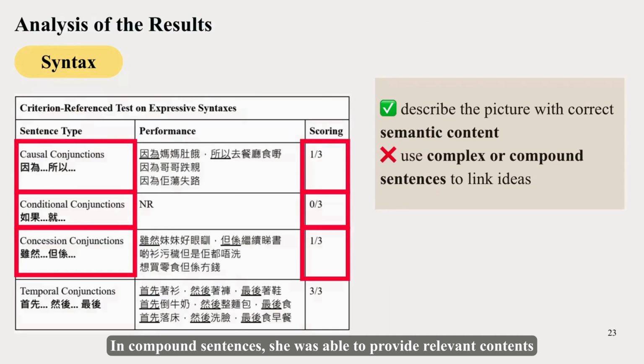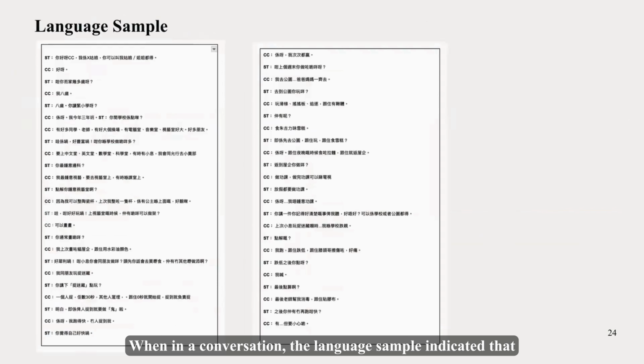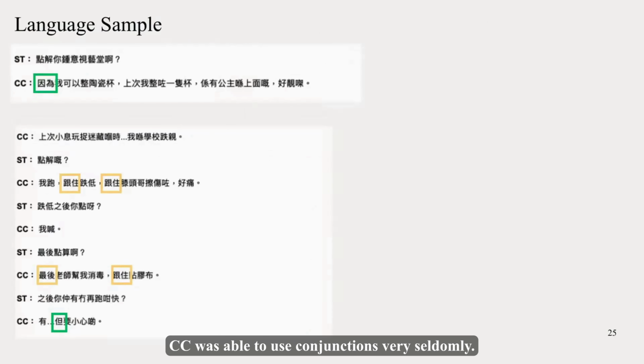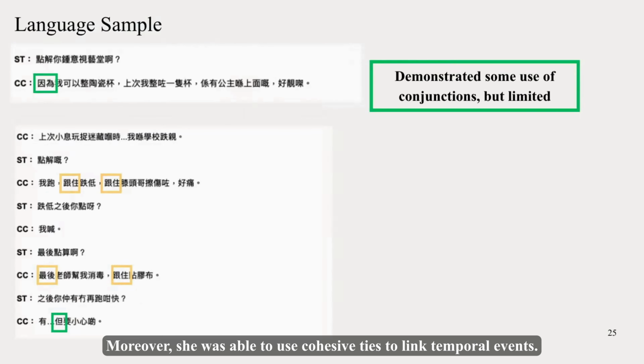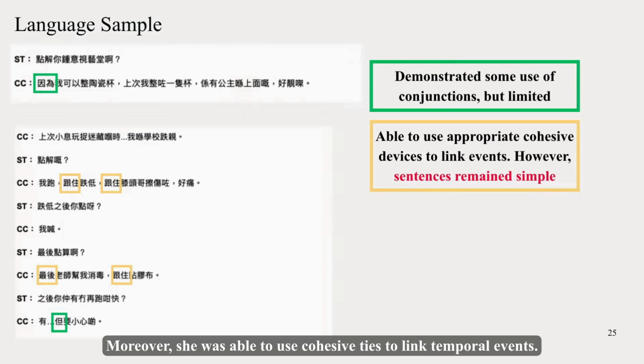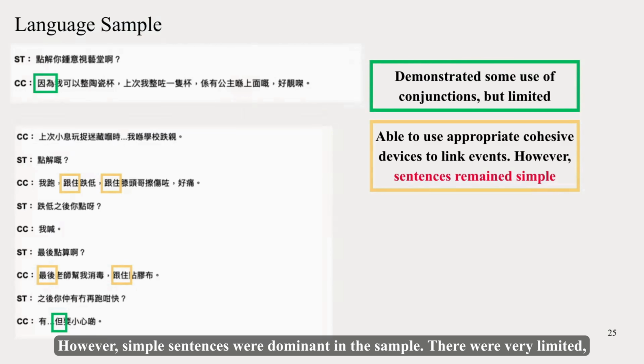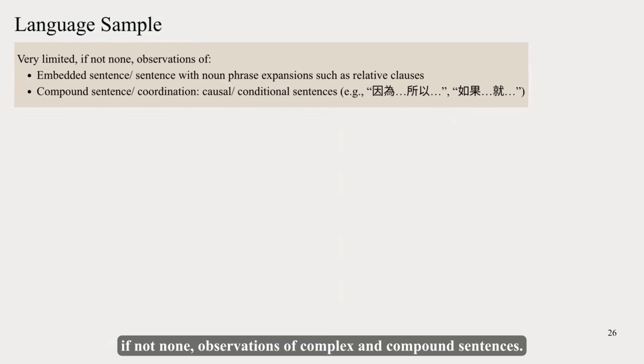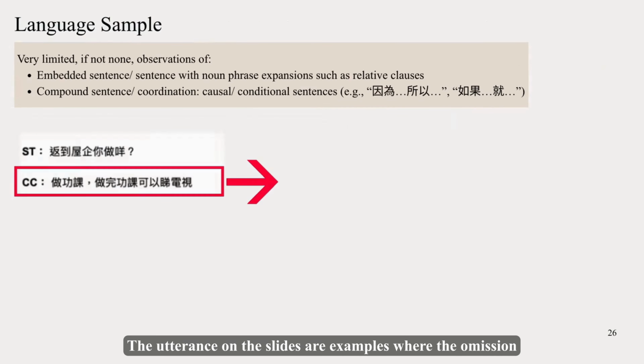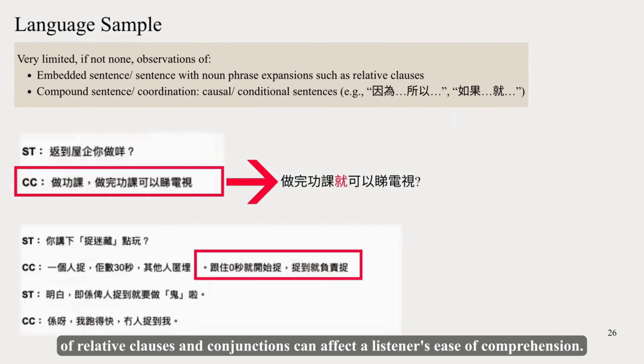In compound sentences, she was able to provide relevant context, but exhibited difficulty in linking ideas with conjunctions. In conversation, the language sample indicated that Cici was able to use conjunctions very seldom. Moreover, she was able to use cohesive ties to link temporal events. However, simple sentences were dominant in the sample. There were very limited, if any, observations of complex and compound sentences. The utterances on the slides are examples where the omission of relative clauses and conjunctions can affect the listener's ease of comprehension.